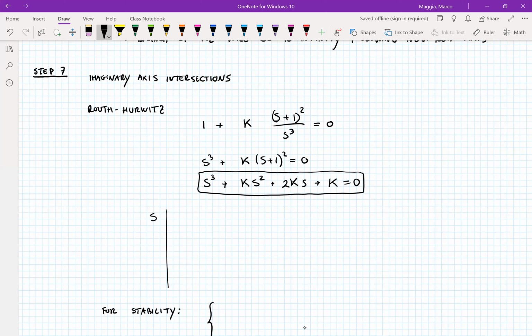So let's construct the Routh array in the usual way. First of all, we have to order the coefficients in the first two rows, starting from the coefficient of s cubed, which is 1. Then we go down, we place k, then diagonally up, we place 2k, and then down again, we have once again k.